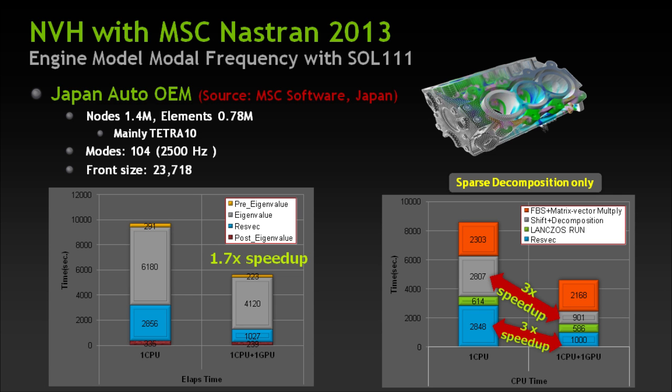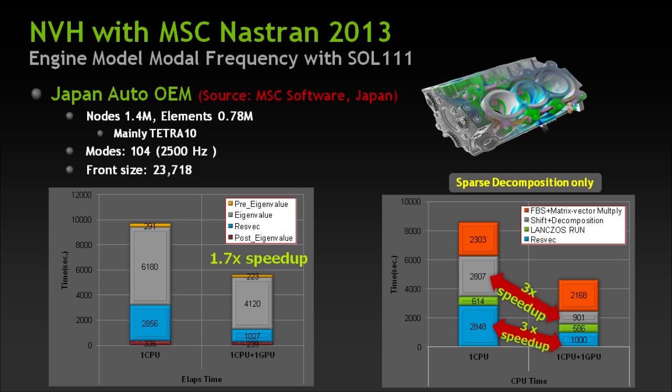111 is a modal frequency response compared to a 108 direct frequency response. Direct frequency response is very attractive for sparse matrix factorization. Solution 111 has other compute-intensive parts beyond the sparse matrix factorization. So if you look at the speed up, a single GPU acceleration of a single core is roughly about 1.7x, not as much as the 5x that we saw with solution 108.